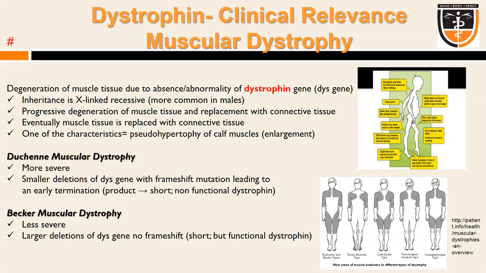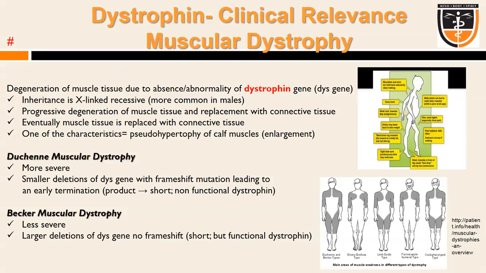Okay? So that is a characteristic of the muscular dystrophy. So eventually, the muscle tissue is replaced with connective tissue. Why is it? Because as you move the muscle, you will actually provide tensile strength to that muscle. Muscle contract and relax. And now, they don't have dystrophin that will support these cells, so the cell membranes or cells will get damaged. They get damaged, they're replaced with connective tissue.